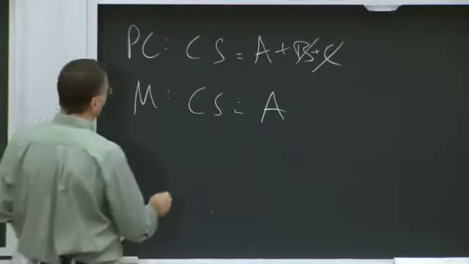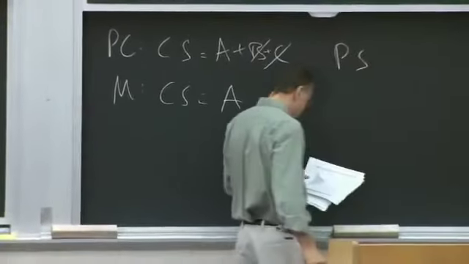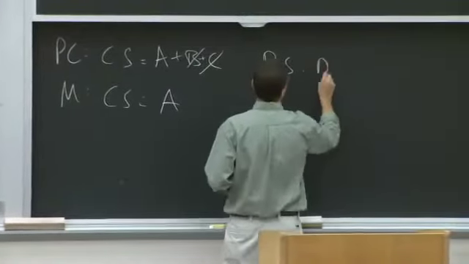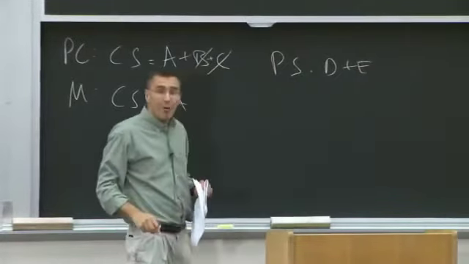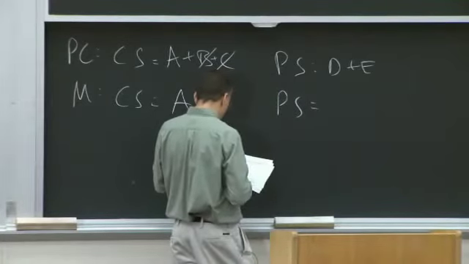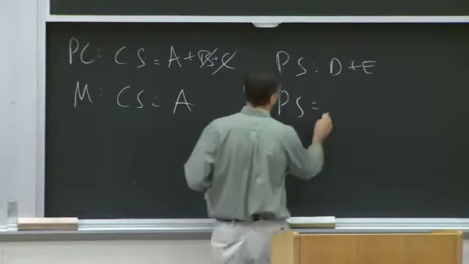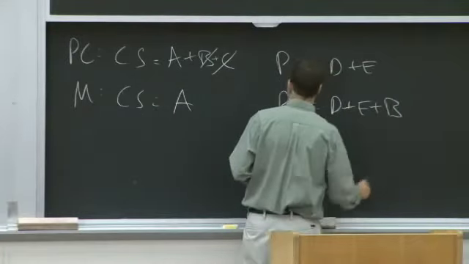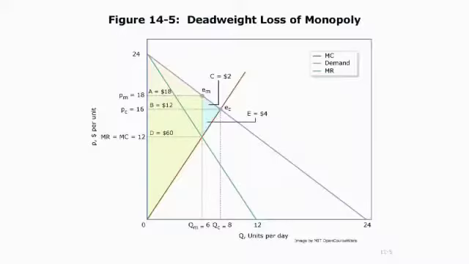Producer surplus under perfect competition was the area D plus E. Under the monopolist, the producer surplus is equal to D plus E plus B. So the monopolist in this case gained the rectangle B, but gave up the rectangle E. The consumer lost the rectangle B. That was a transfer to the monopolist. So there was a transfer of the rectangle B from the consumer to the monopolist. But C plus E have disappeared.